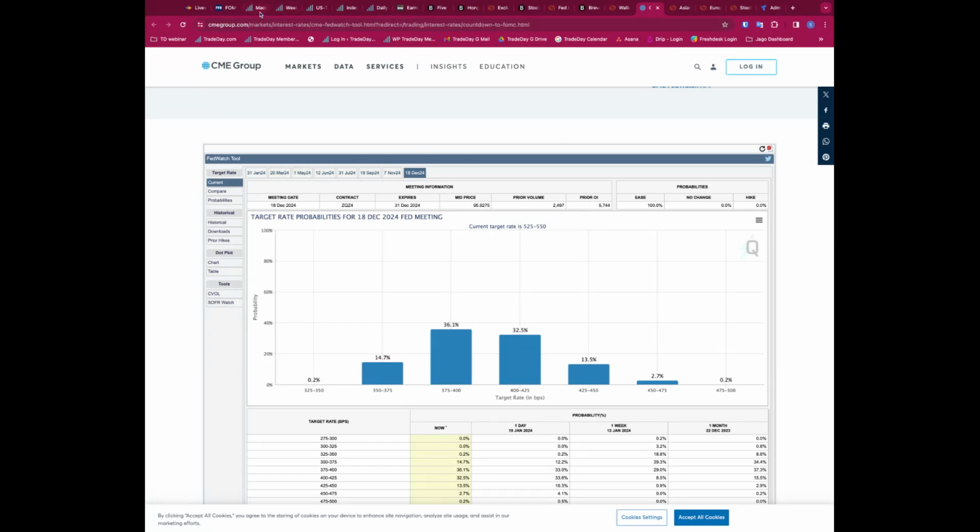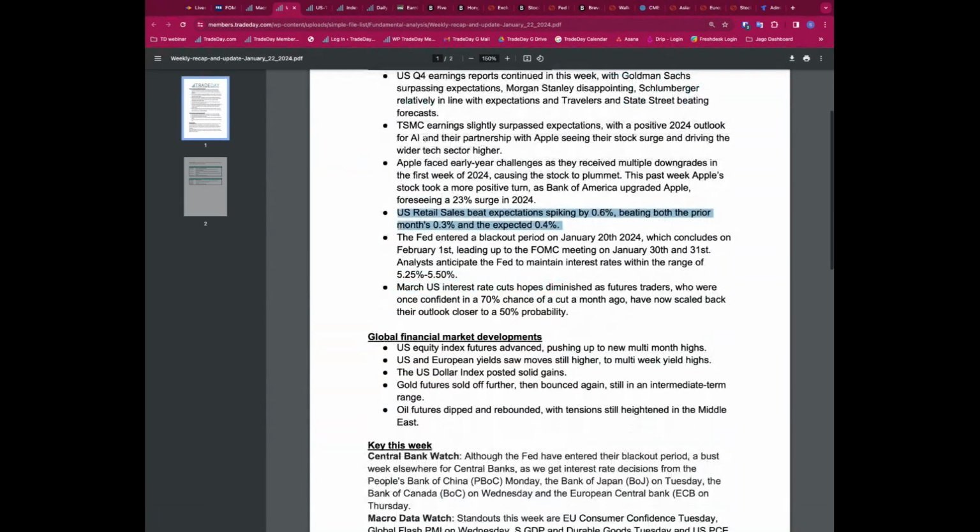Okay, let's go back to the weekly recap. That's what really happened last week. What happened with stocks? Well, multi-month highs or multi-year highs on US equity index futures, and European indices moving to multi-month highs, if not all-time highs. US and European yields are moving the other way. So yields went higher, bonds went down. So we saw a dislocation here.